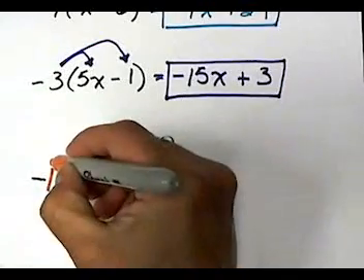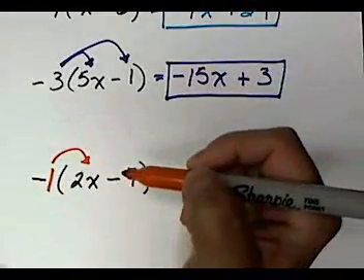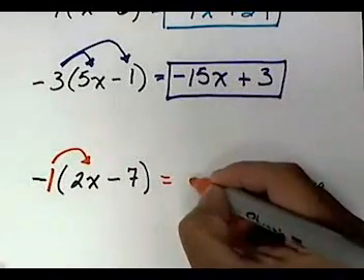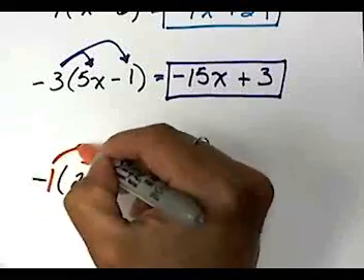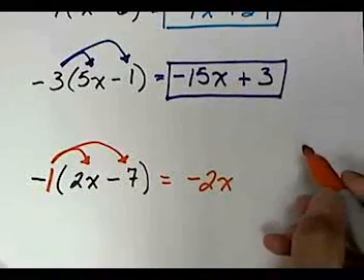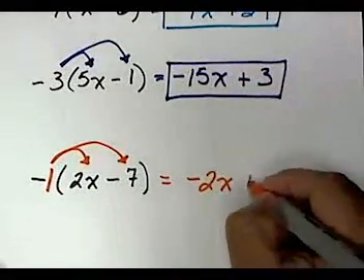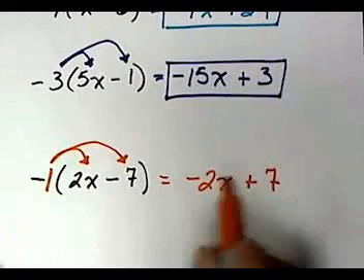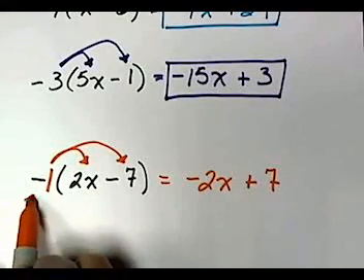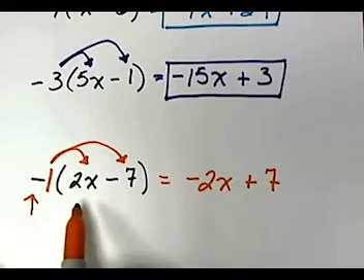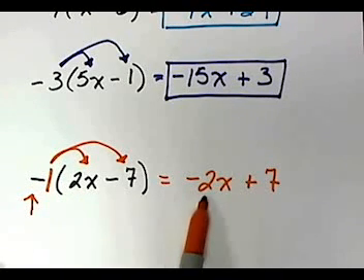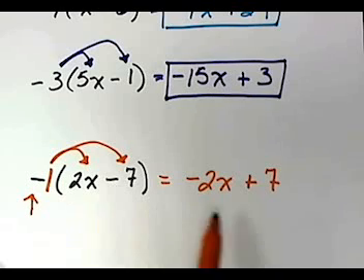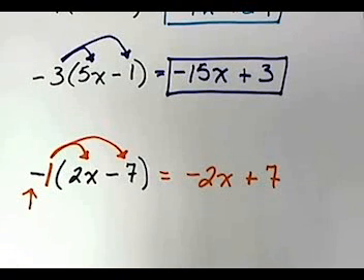Now what happens when I multiply a negative 1 to a 2x? Negative times a positive is a negative. Negative 1 times this negative 7, negative times a negative is a positive 7. So the negative sign out in front is saying to take the opposite of what's inside your parentheses. The 2x was positive, it becomes negative. The 7 was negative, it becomes positive. It just changes all of the signs inside.